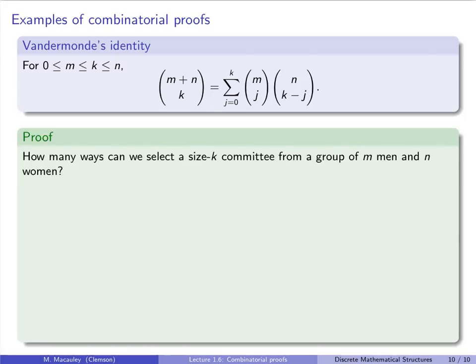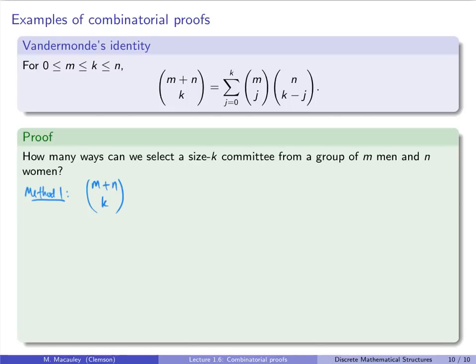Okay, how many ways can we select a size k committee from a group of m men and n women? Well, clearly, one way to do that is the left-hand side. So I'm going to say method one is obviously just m plus n total people, and we are going to choose k of them. Okay, so how does the right-hand side establish this?